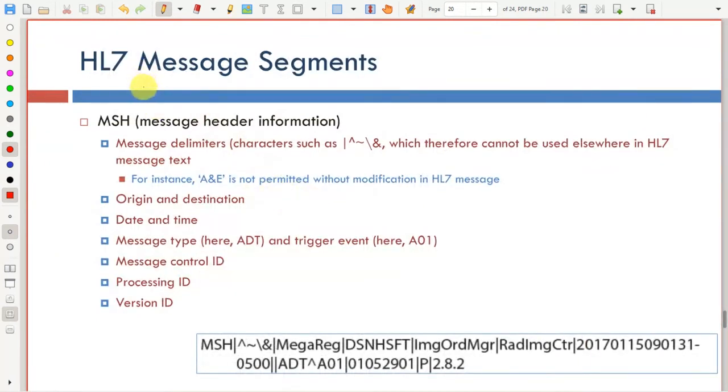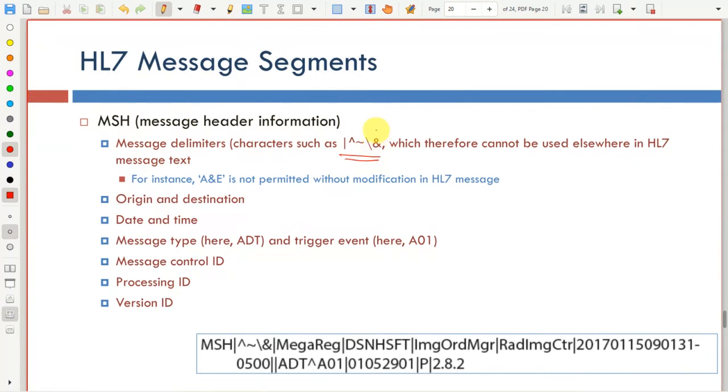So basically, you have what's called message segments. Okay, let's talk about certain examples of messages. The first one is message header information. First of all, you have message delimiters, and these are the characters that can be used as delimiters. You can use this one here, this one here, this one here, this one here, this one here.